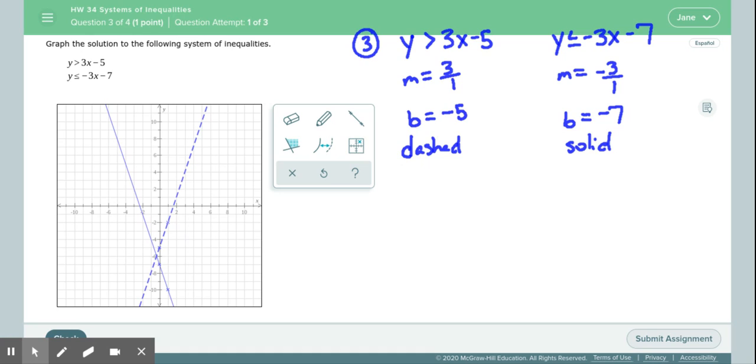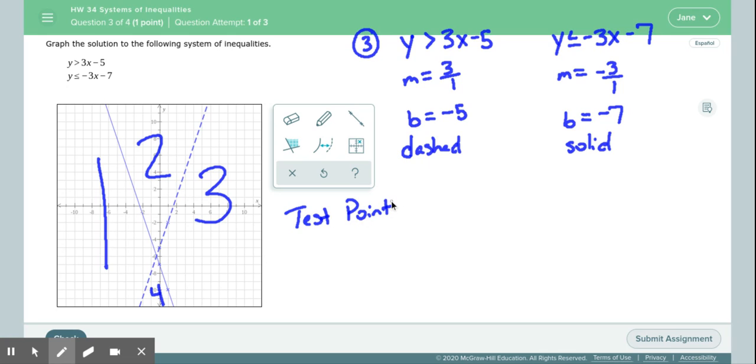Hopefully that's the easier part. This is the trickier part: the fact that we have 2 lines that divide it into 1, 2, 3, 4 regions. A test point is what we use to decide where we are going to shade. Pick any test point that you want. I think so far all of my test points have come from region 2, so I'm going to change this a little bit, because you get to pick whichever test point you want as long as it's not on a boundary line.